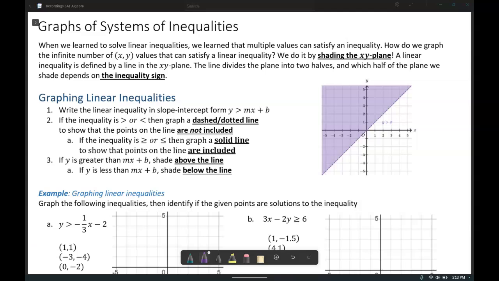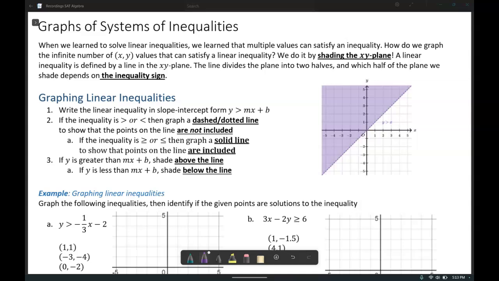Now we have our last section within the algebra unit of our SAT, looking at graphs of systems of inequalities. We looked at these a little bit in a previous lesson as far as word problems go, and we're just going to look at some more fundamental ways of how linear inequalities are graphed specifically.